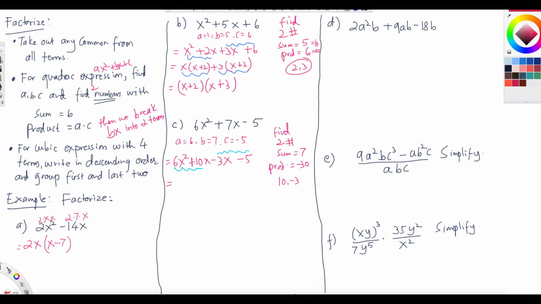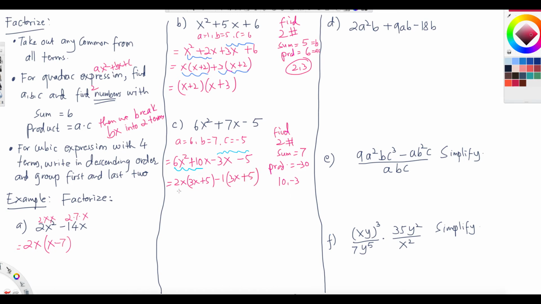What is common between these two terms? 2x is common, right? Because there is 2 times 3x times x, and there is 2 times 5x. So 2x is out. What is left is 3x plus 5, right? And between these two, there is no common factor, but if there is no common, you can take 1 out, right? So negative 1 out. What is left is 3x, but I took the negative sign outside, so there will be plus 5, right?